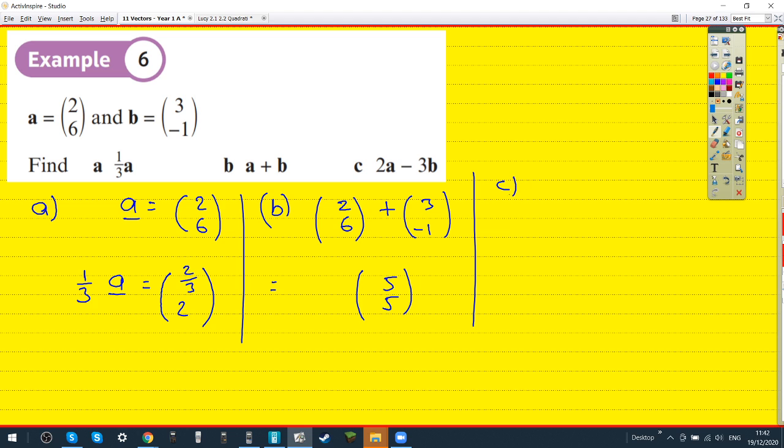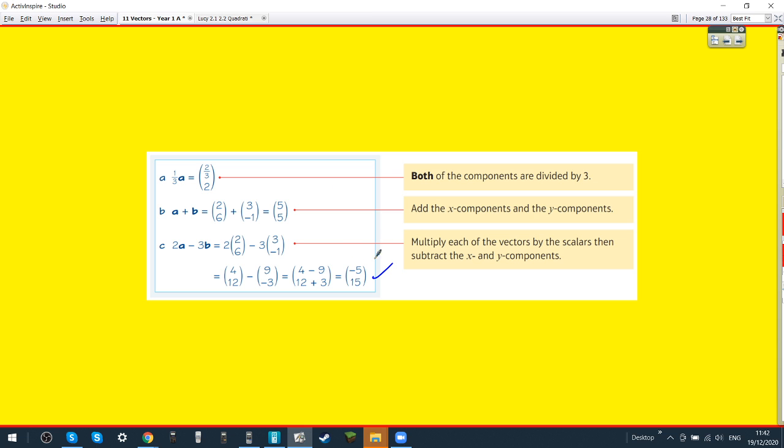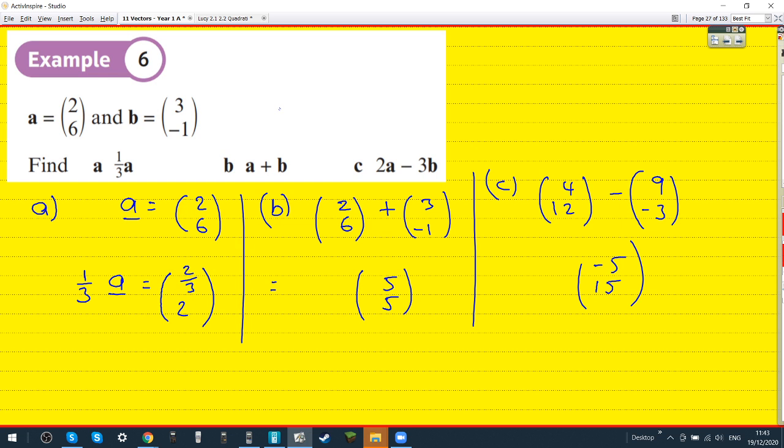Part C. So A would become 4, 12, and B would become 9, minus 3. And that becomes minus 5. And then would those two just add 12 and 3? So it becomes 15. I think that's it. Let's check. Yeah, minus 5, 15. Great. Any questions about that one?